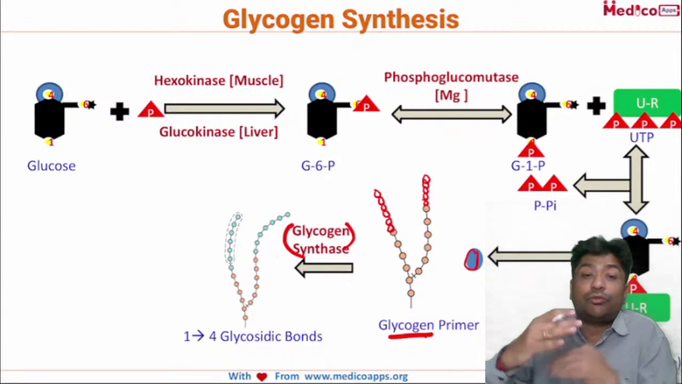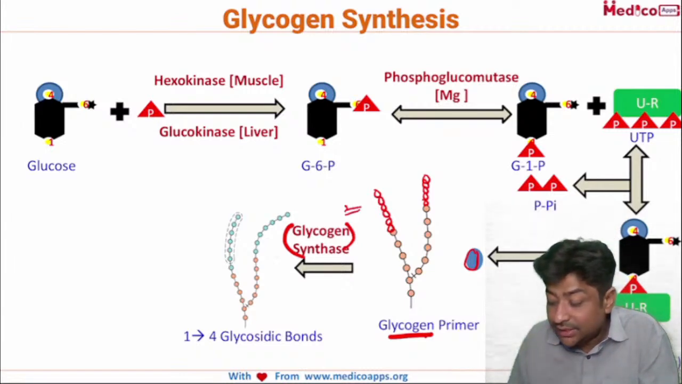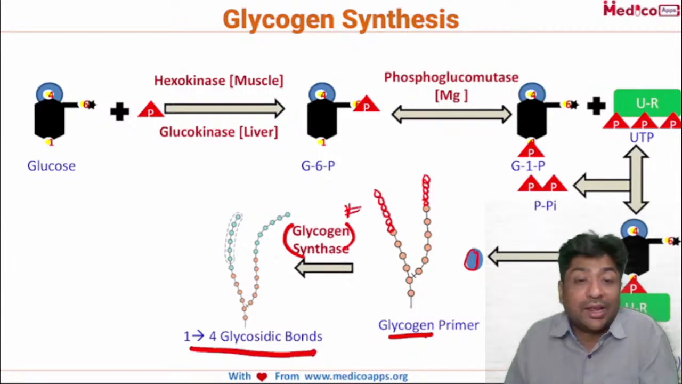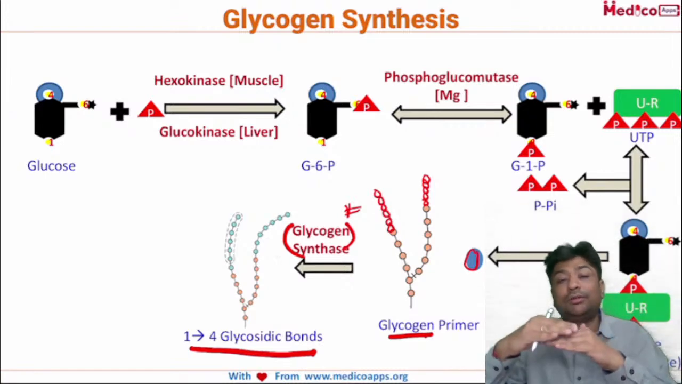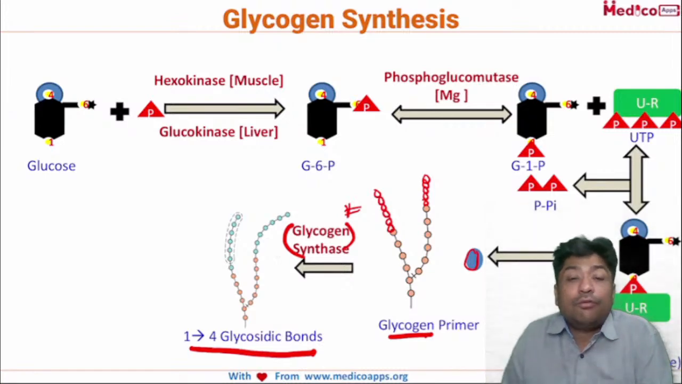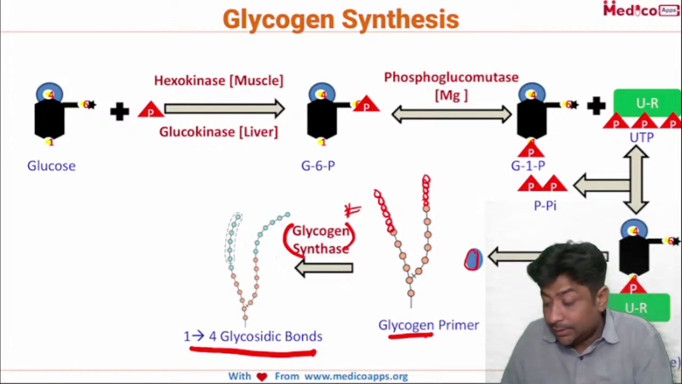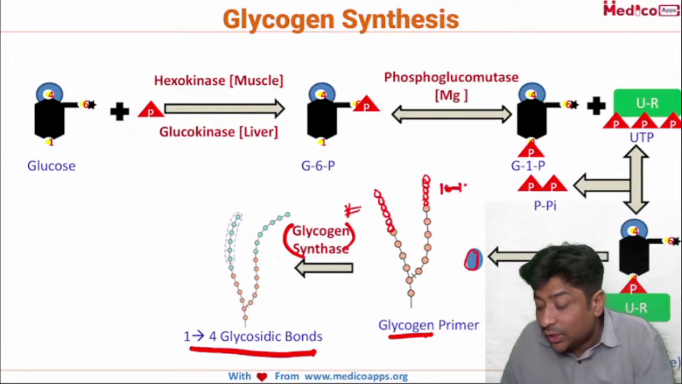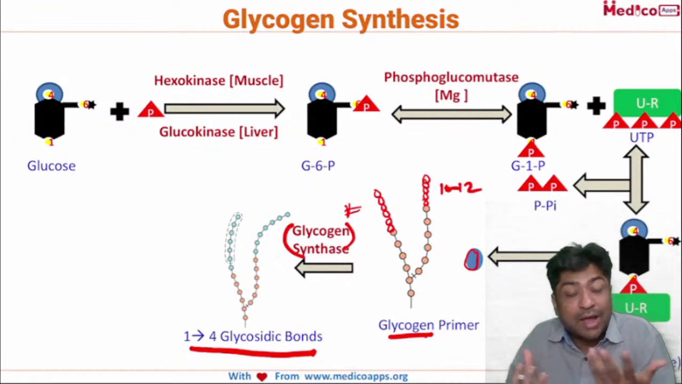So it is creating a 1,4 bond. So glycogen synthase, the first enzyme, is creating the 1,4 glycosidic bond, one glucose on top of the other, one glucose on top of the other. This is the function of your glycogen synthase. Obviously, when 10 to 12 residues are added, glycogen has to have a branch structure.